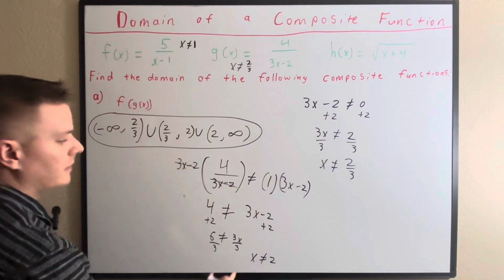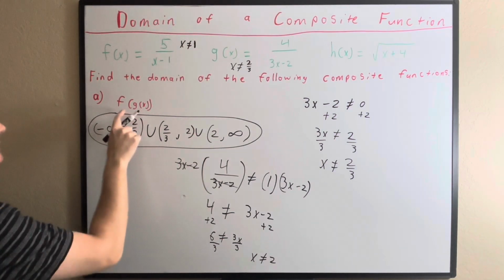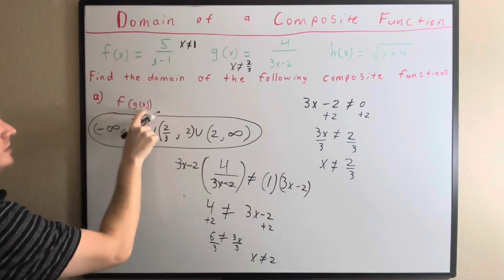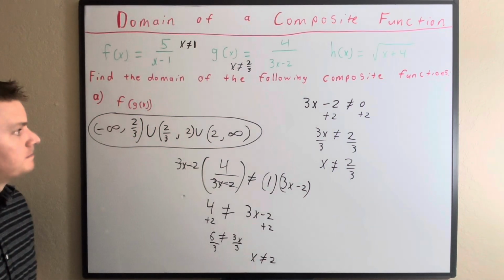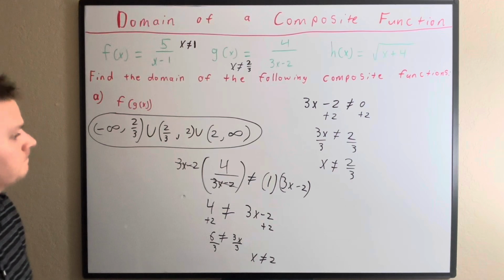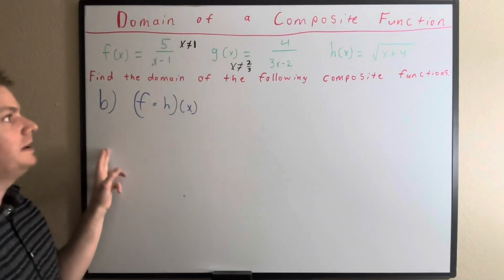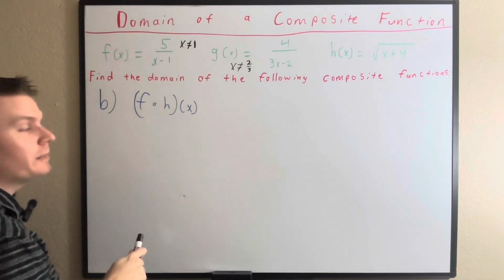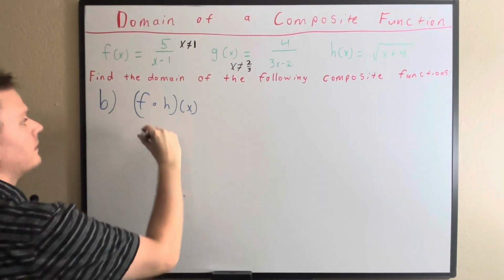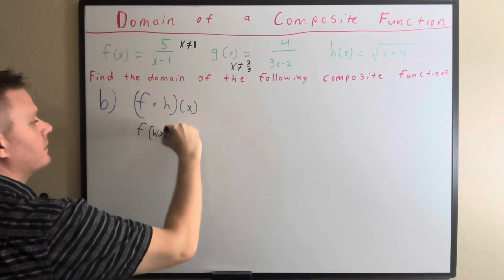Does that make sense? Because we're not plugging x into f of x, we're plugging it into g of x, and that output is being plugged into f of x. All right, let's do part B now. Now I wrote this in a slightly different format, but it means the same thing as f of h of x.